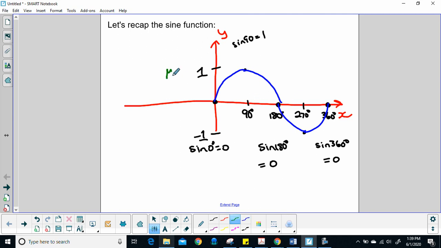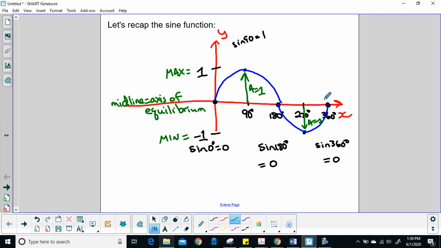So my maximum is equal to 1. My minimum is equal to -1. My amplitude is equal to 1, because that's from the middle line up to the top. Amplitude is also here, middle line down at the bottom. So my midline is my axis of equilibrium.